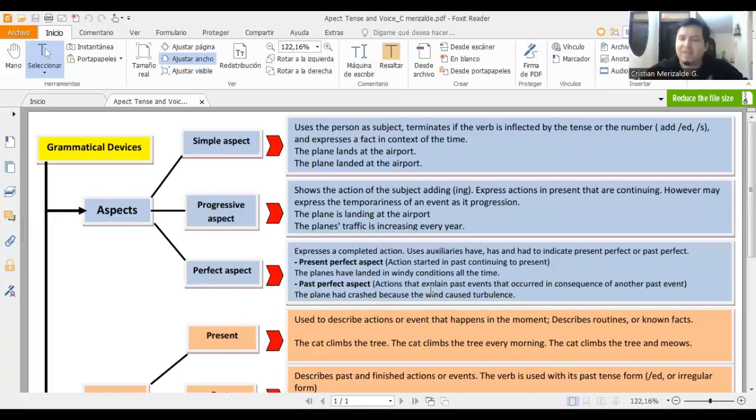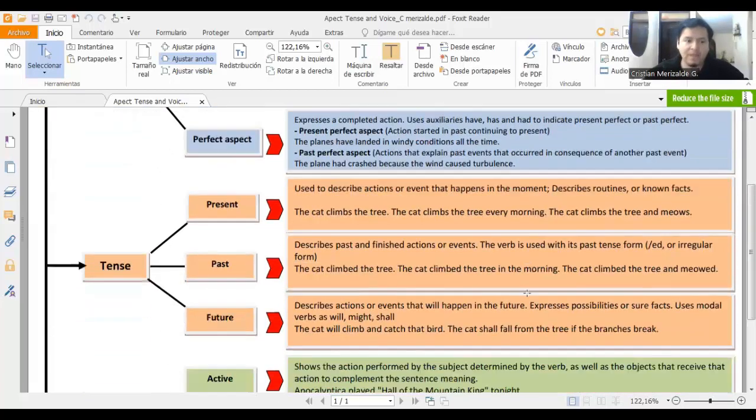For example, the plane has crashed because the wind caused turbulence. As we can see here, the plane is the subject and the verb crash is in past: crashed, because of the wind caused turbulence. So we have here two verbs in past form and the one depends on the other. So we have here a past perfect aspect, and we use this to describe moments in the past that were a consequence of other moments in the past.